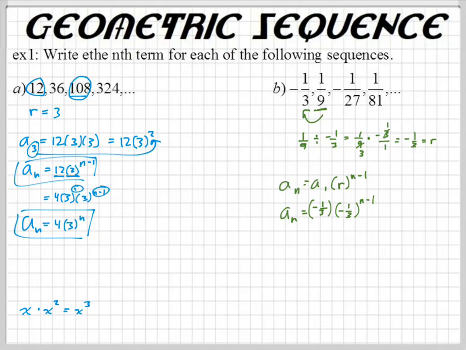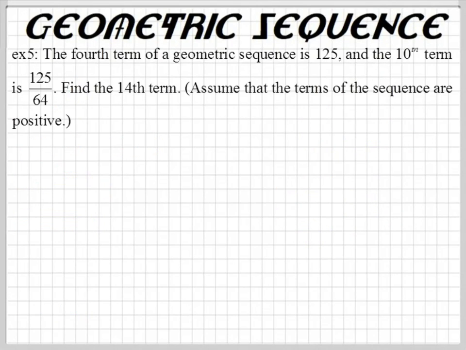Can we simplify these? Yes. So there's a 1 right there, and if you went n minus 1 plus 1, then the 1s would cancel out. You'd be left with 1. So we have negative 1/3 raised to the n power. That's your rule. Your simplified rule, I should say, because this rule works. It's just not simplified. Okay, let's check out this one right here.